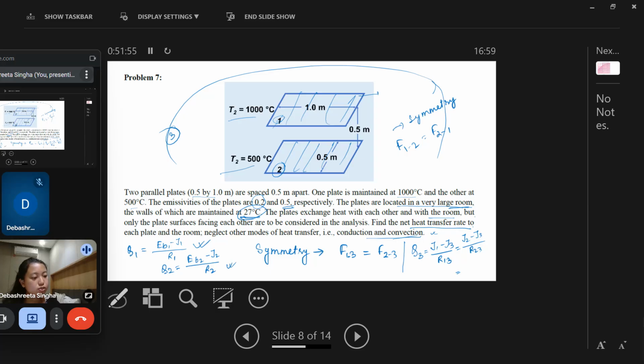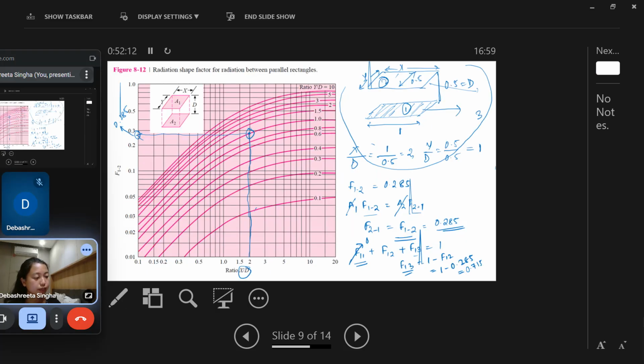So this is between plate one and the room, this is plate two and the room, and these are among the plates, in between the plates themselves. So like this we can get the heat transfer. So we have to take the help of this view factor, because this is also one of the resistances faced by this radiation on the plate surface.